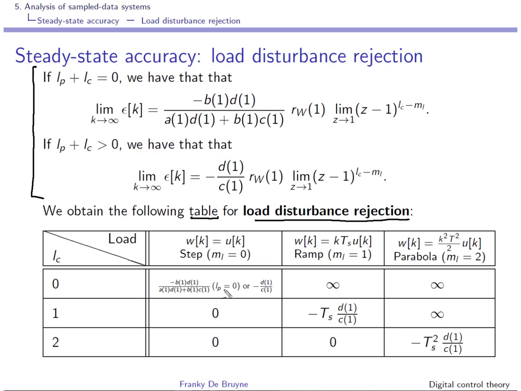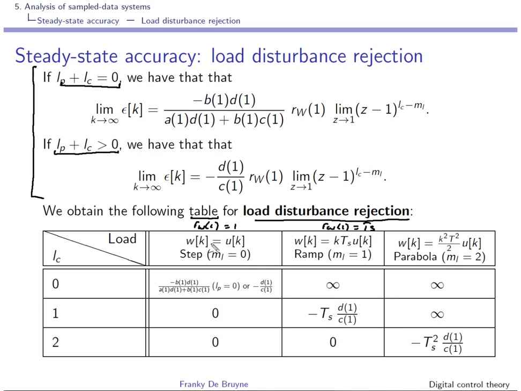If LP is equal to 0, then you fall under this condition over here, and this will be the steady state error. Remember that in this case RW1 is 1, and in this case RW1 is simply TS. If LC is equal to 0 and LP, the number of integrators in the system, is higher than 0, then you fall under this condition over here, but the conclusion is just the same. You will have a static error. The only thing is that the expression will be different.